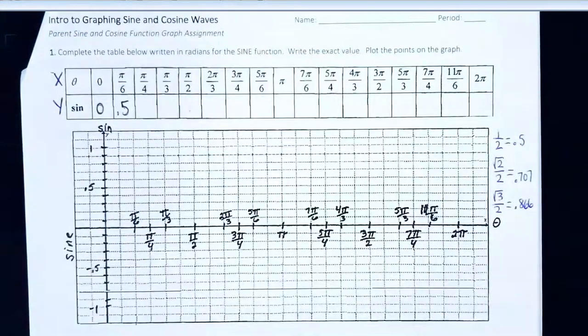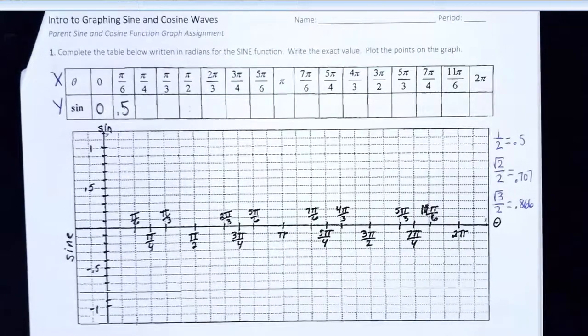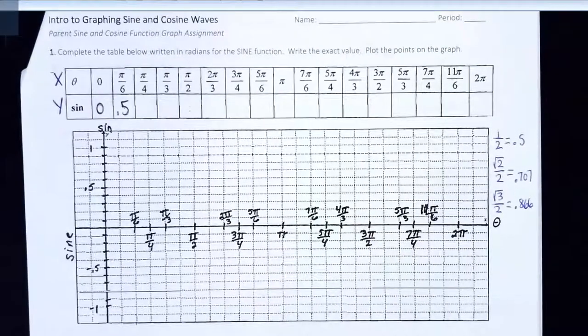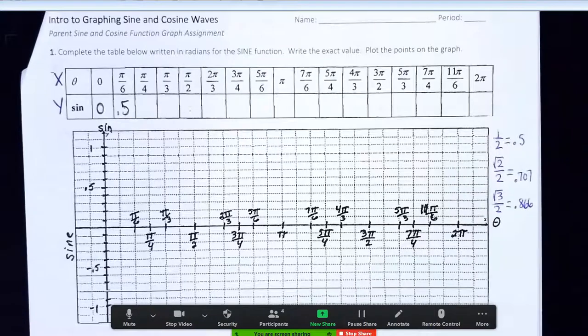I'm not sharing my screen. I'm sorry. Fail. Sorry guys, there we go.